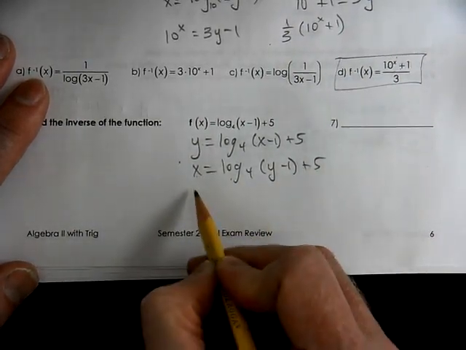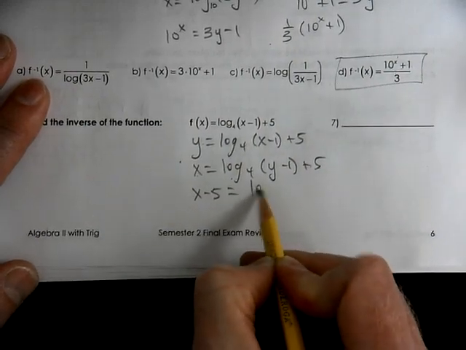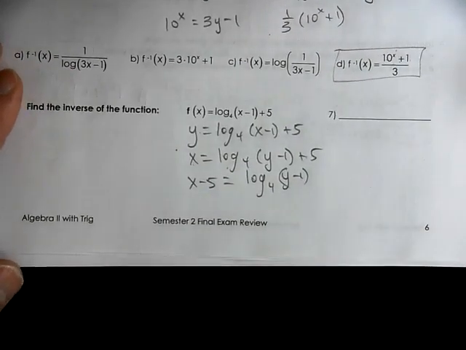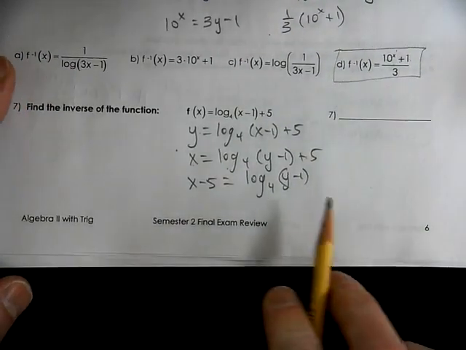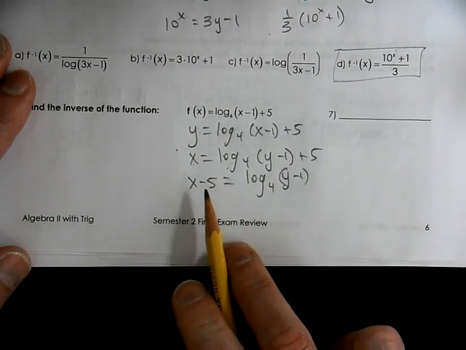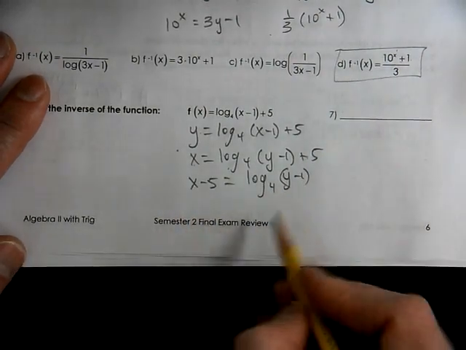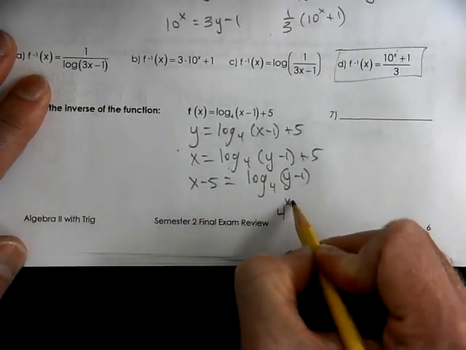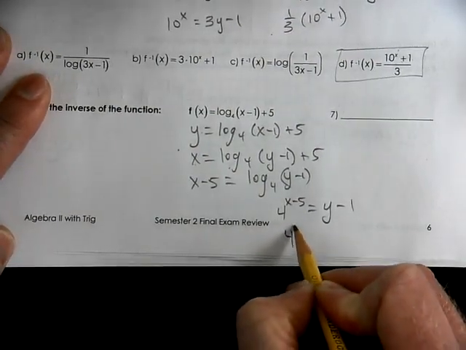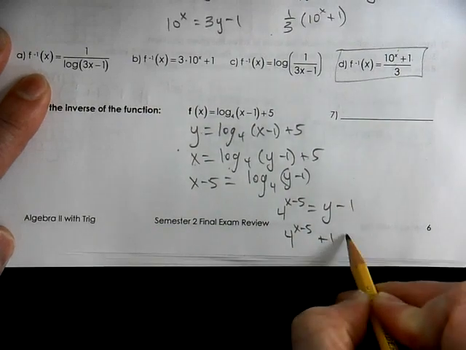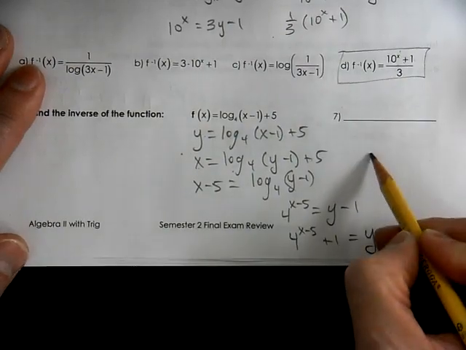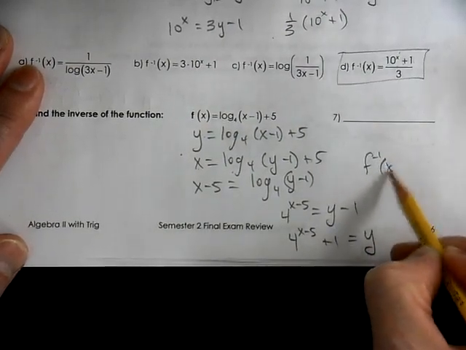So now we're going to subtract the 5 across. Now we just have a logarithm. So to get into this logarithm, I have a base with an exponent of x minus 5, because the logarithm equals an exponent. So this is 4 to the x minus 5 power equals y minus 1. So 4 to the x minus 5, plus 1 equals y. And a lot of times we would like to write that as f negative 1 of x.